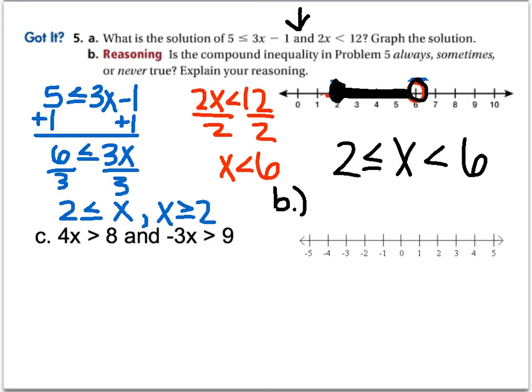What about part B there? It says, is that compound inequality of problem 5 always, sometimes, or never true? What do you guys think? Always, sometimes, never. Cameron? Sometimes. Exactly. What times will it be true? When it's 2, 3, 4, 5. Right, when it is in between 2 and 6. When we have that solution, it is sometimes true. If we pick something outside of that solution, it's not going to be true.